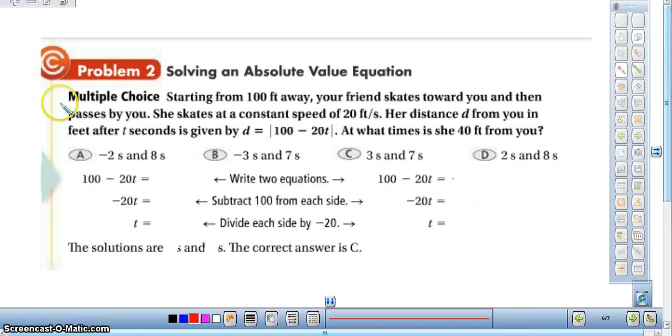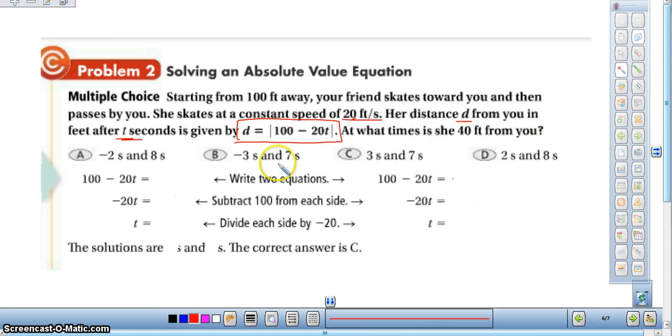I want you to read this problem carefully. It says, multiple choice. Starting 100 feet away, your friend skates towards you and then passes by you. She skates at a constant speed of 20 feet per second. Her distance, d, from you in feet after t seconds is given in this equation. So what does the d stand for? It's the distance from you. What does the t stand for? Time in seconds. And the question is, at what time is she 40 feet from you?